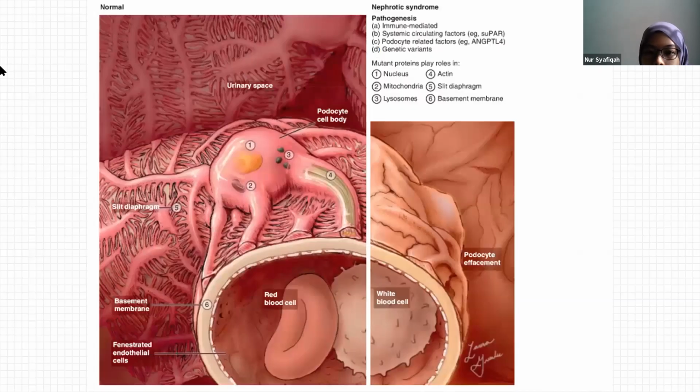Okay, so this is the diagram that you can compare the normal glomerular capillary and also the glomerular capillary in the nephrotic syndrome. As we can see in the normal one, we have podocytes with the slit diaphragm over here, but in the nephrotic syndrome, there is podocyte effacement where we can see there is destruction of the slit diaphragm and so on, and this will then lead to increased permeability.